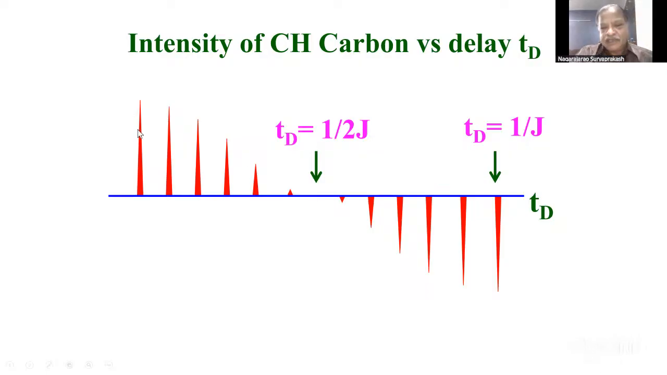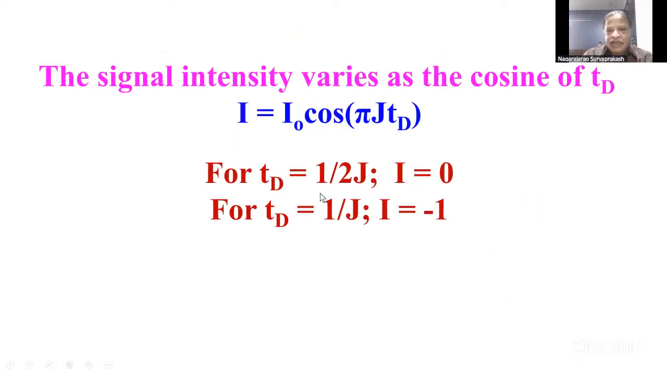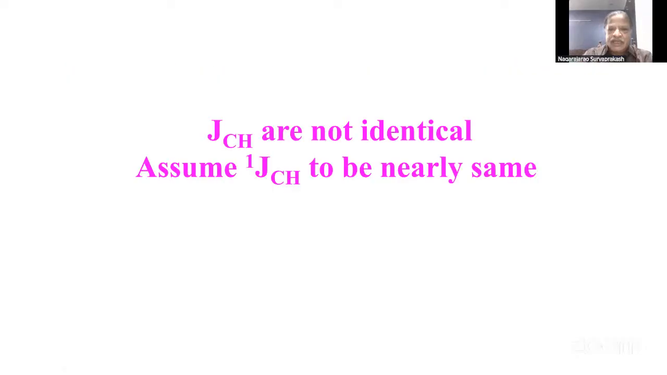Automatically, where it is positive, here it becomes negative. At exactly half J, it is 0. Okay, this is what happens. I calculated it by some mathematics. You don't worry about those equations.